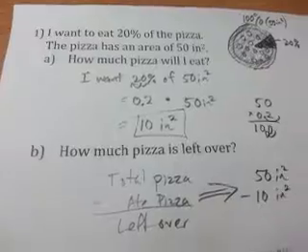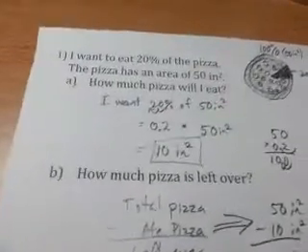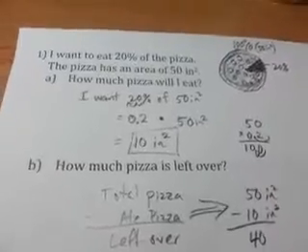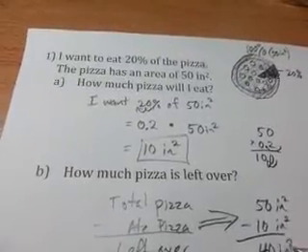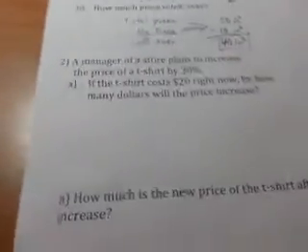It's not a distance, right? Pizza is not a distance. It's an area. So I take it away. How much did I eat? I ate 10. What's left over? 40 inches square. Easy enough. Let's keep on going.